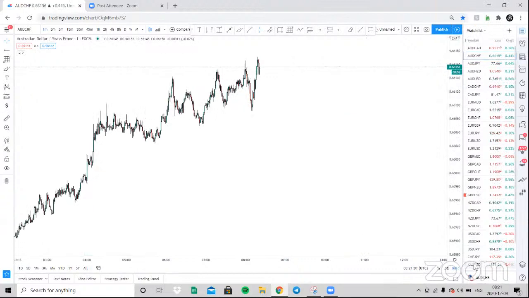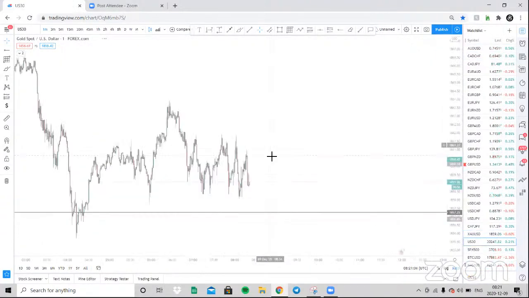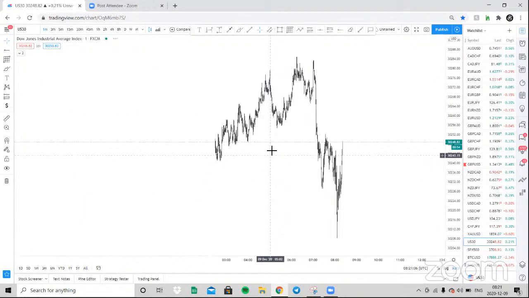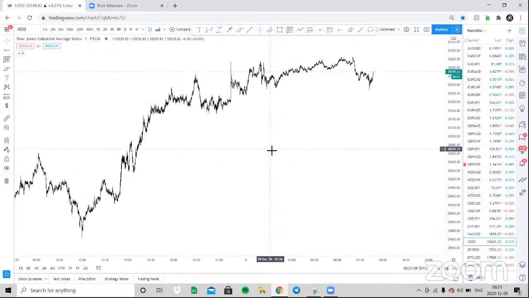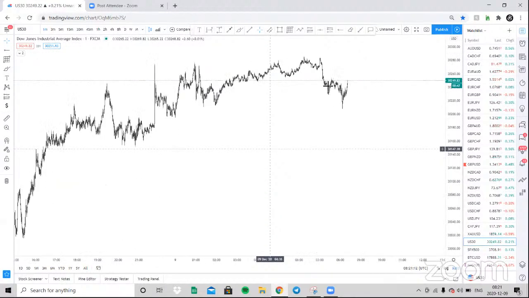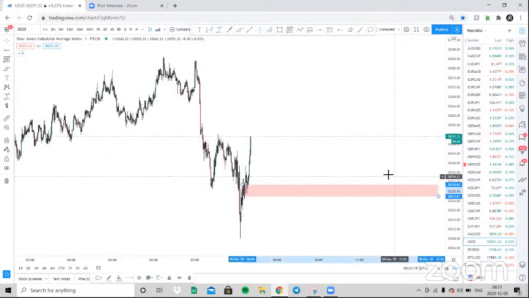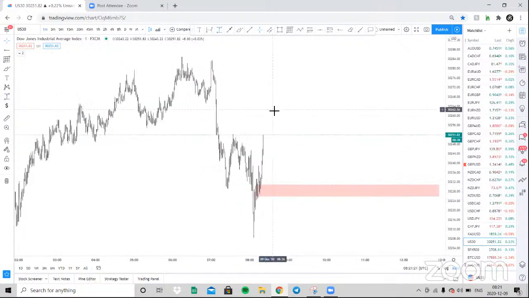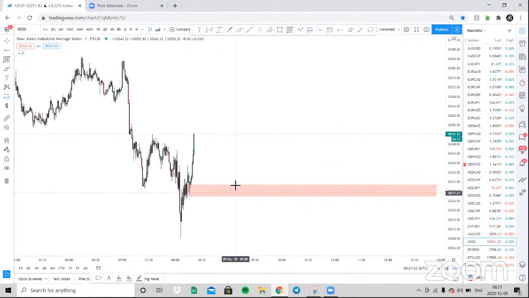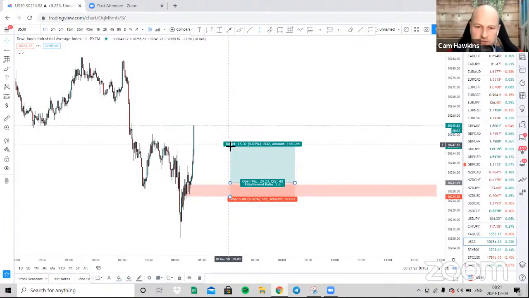Gold, nothing, just consolidations. We'll try to look for buys right here. Okay. Cool. Remember to take the screenshots.